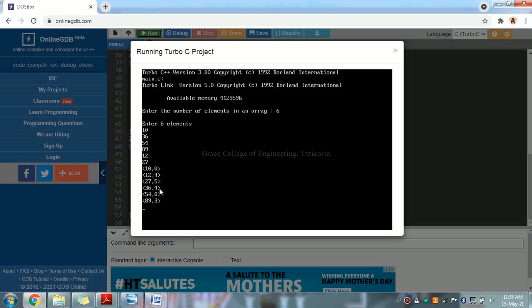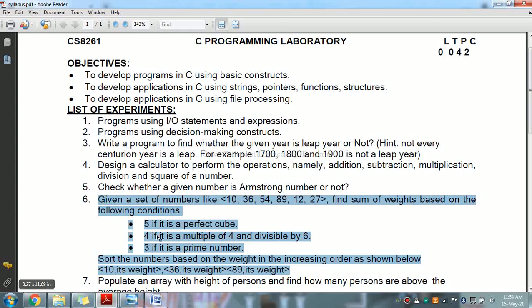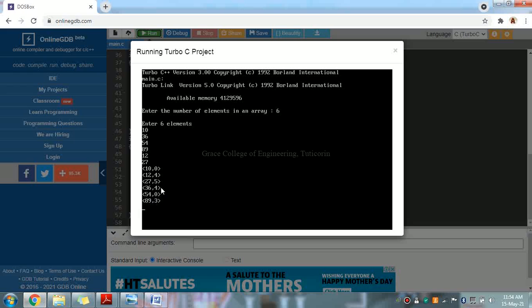Next number is 36, whose value is given as 4. Our condition is that it is not a perfect cube and not a prime number, and it is a multiple of 4 and divisible by 6. So the weight is 4. For 4, our condition is that if it is a multiple of 4 and divisible by 6, the weight 4 is displayed. For 36 we get 4, so the answer is correct.